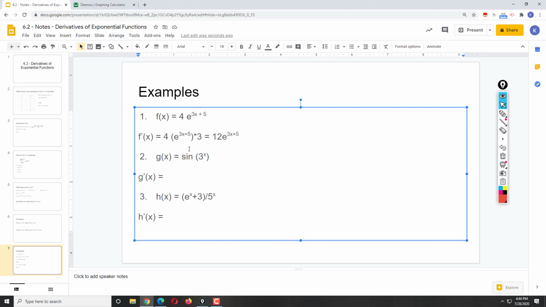Number 2, g of x is equal to sine of 3 to the x. Then g prime of x, well, the derivative of sine is cosine. So the derivative of sine of 3 to the x is cosine of 3 to the x. But chain rule, we have to multiply that by the derivative of 3 to the x, which is 3 to the x times ln 3.